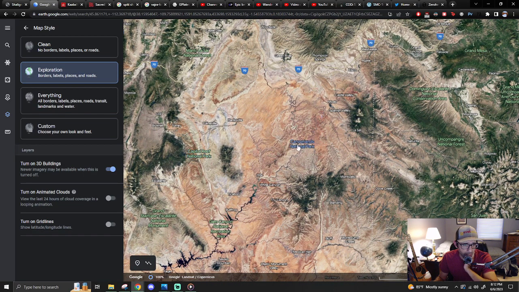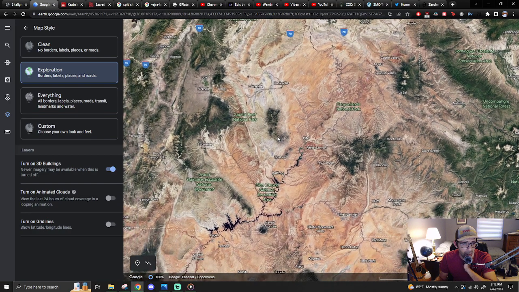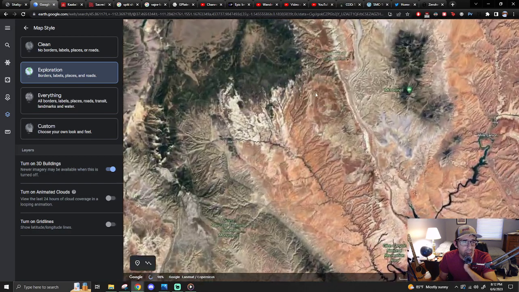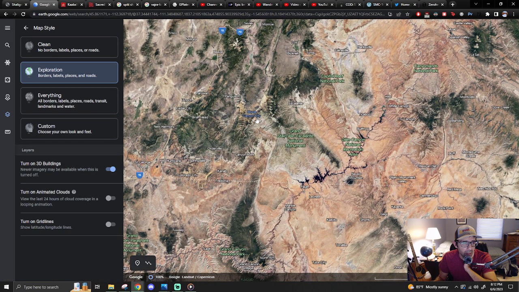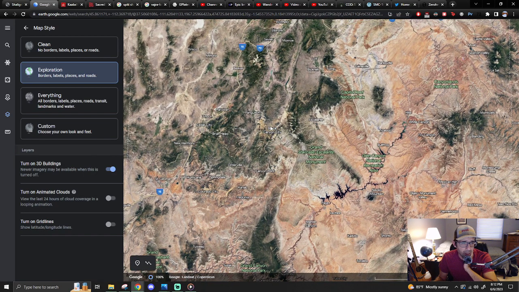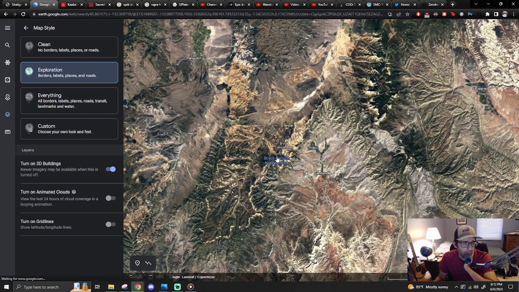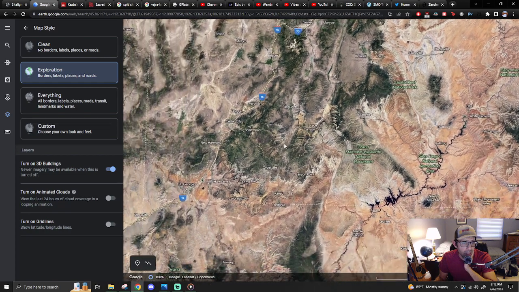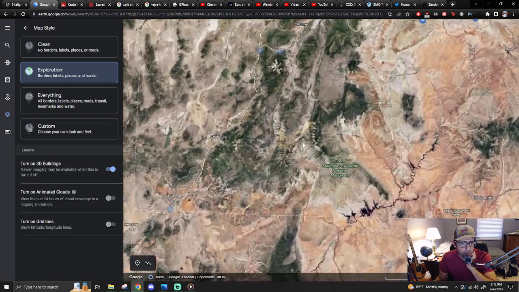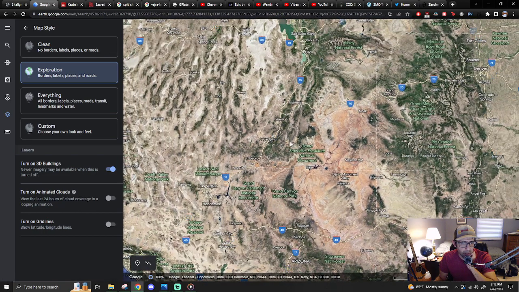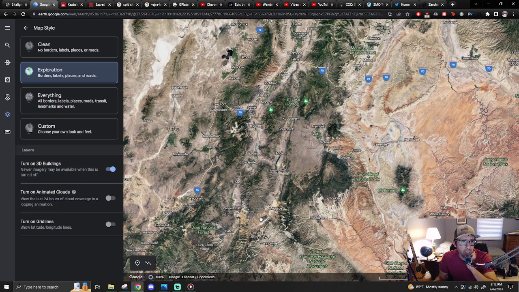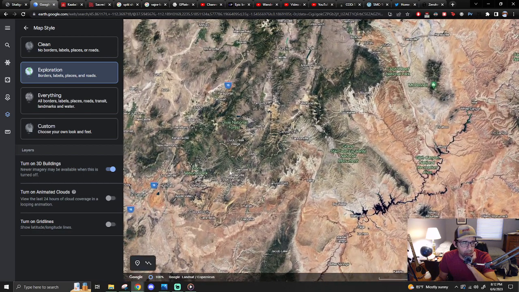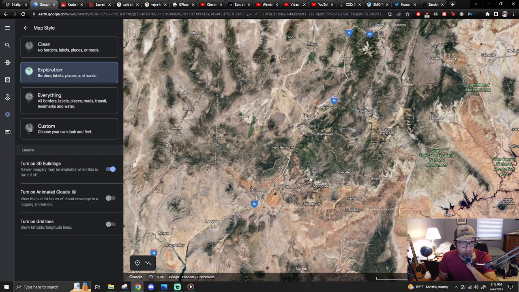Capitol Reef, Canyonlands. Bryce Canyon City, that must be where Bryce Canyon is. Yeah. So Bryce Canyon is there. St. George. Zion somewhere. I can't remember where Zion is. There it is. Oh.